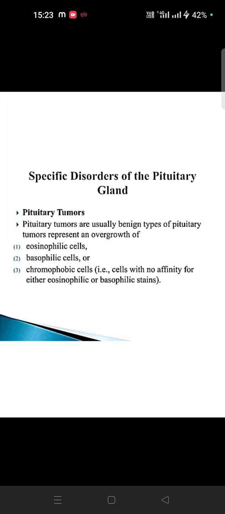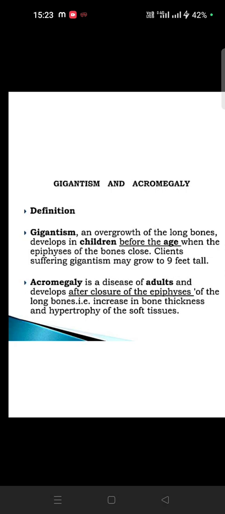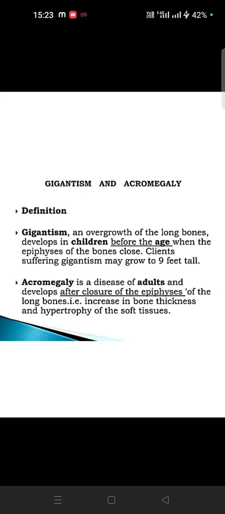A specific disorder of the pituitary gland is pituitary tumors. Pituitary tumors usually present as overgrowth of eosinophilic, basophilic, and chromophobic cells. Gigantism and acromegaly: gigantism is an overgrowth of the long bones developing in children before the age when the bones close. A sufferer may be nine feet tall.